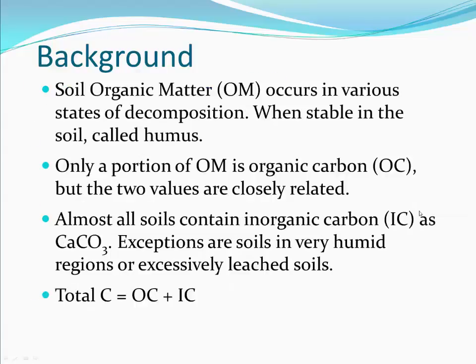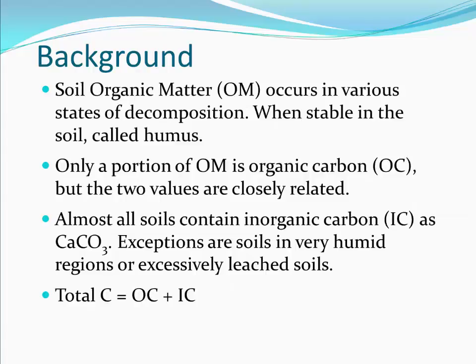Well, let's start with a little bit of background information. Soil organic matter, and we'll just call this organic matter from now on, occurs in various states of decomposition. When it's stable in the soil, after it's undergone the initial weathering and decomposition by microbes, we call it humus. So the stable fraction is called humus. The original material is called organic matter.